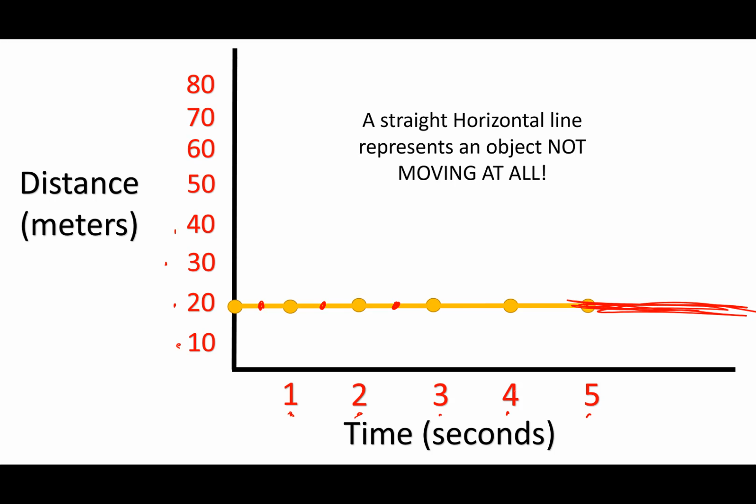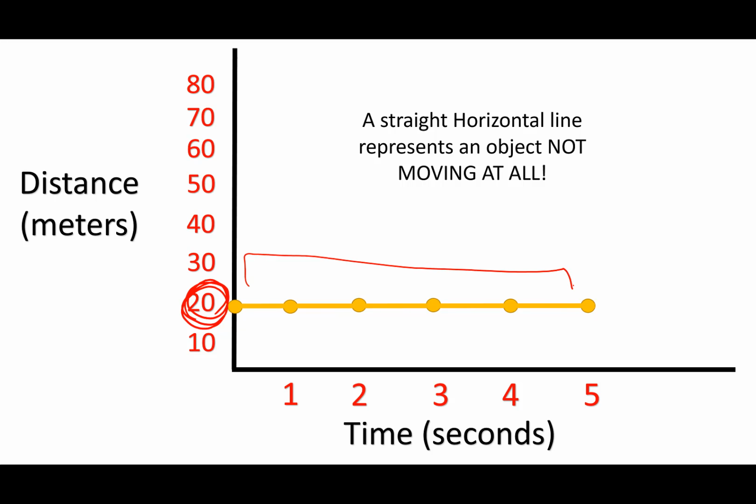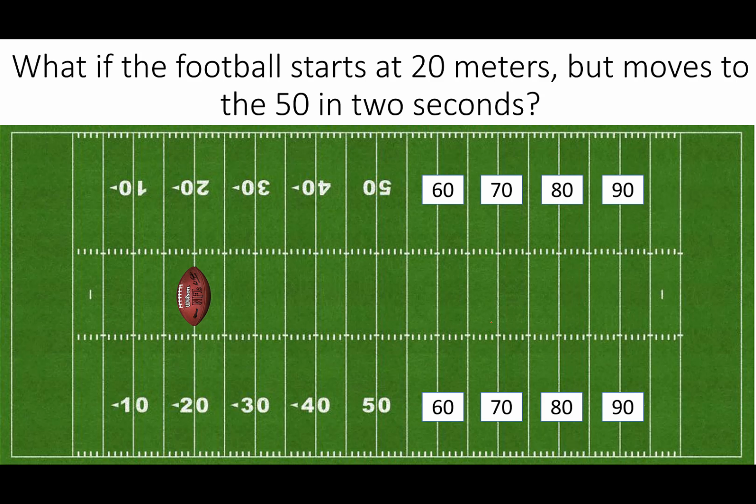So this is supposed to let you know that a straight horizontal line on a distance versus time graph, or position versus time graph, means that an object is not moving at all. It is staying at one distance for a very long time. So I think you get that.